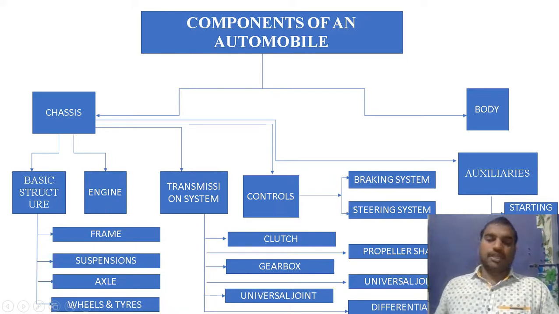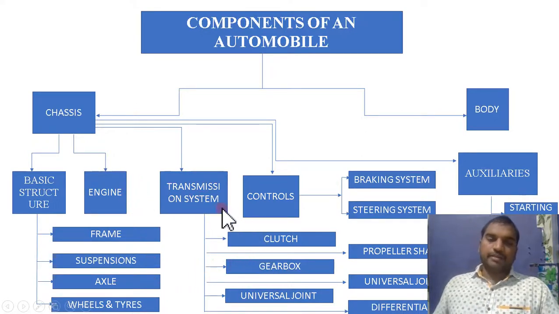Right. So that is the function of a transmission system. A transmission system is a combination of six parts. What are those parts? First part is the clutch, second part is the gearbox, third part is the universal joint, fifth part is the propeller shaft, sixth part is the universal joint, and last part is the differential. Right. So these six parts combination is known as the transmission system. Its function is to transfer the power from the engine to the rear wheels.